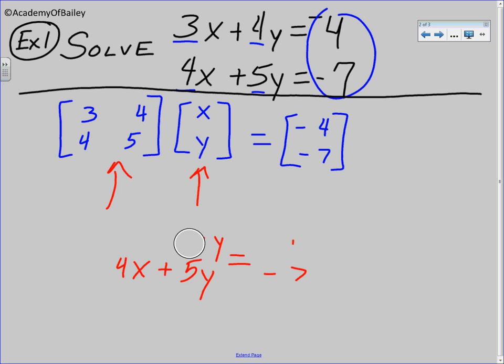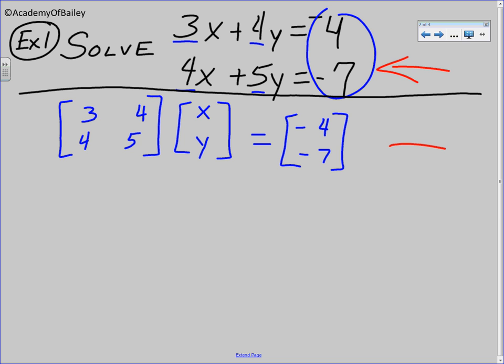So you're taking what you know about how to multiply matrices, and you are breaking this original system that we started with down into matrices.